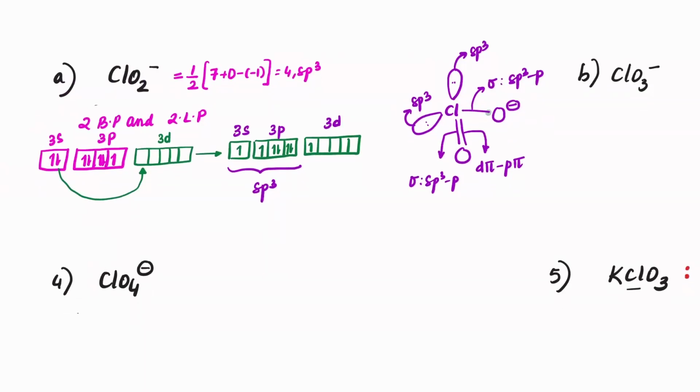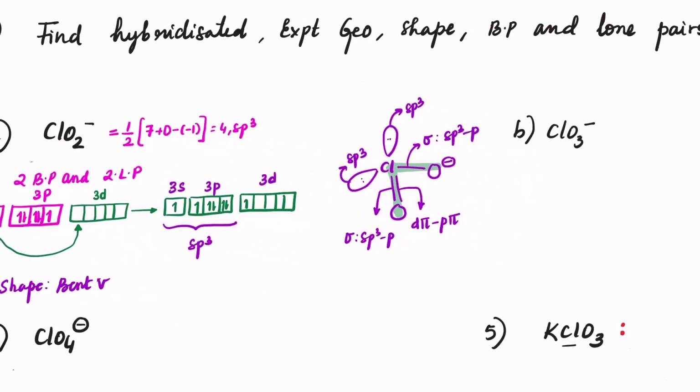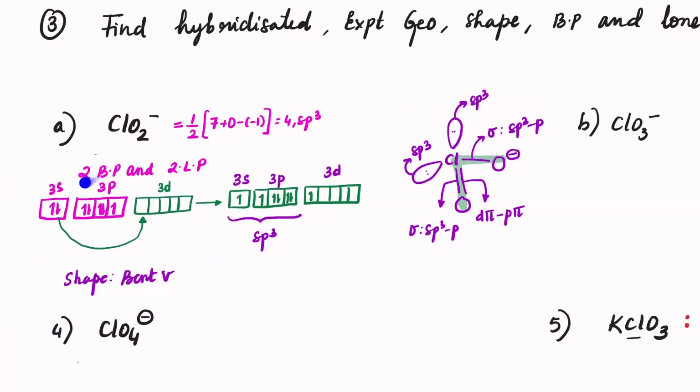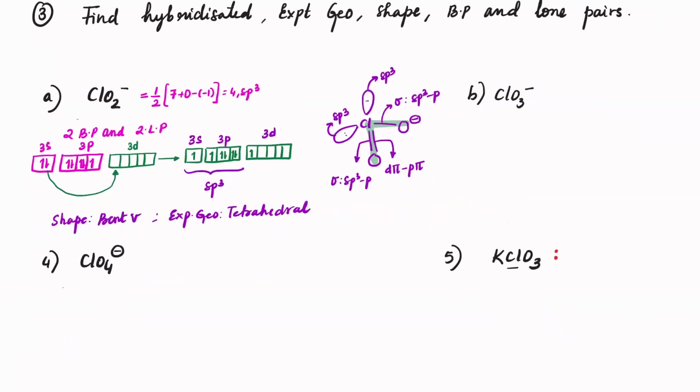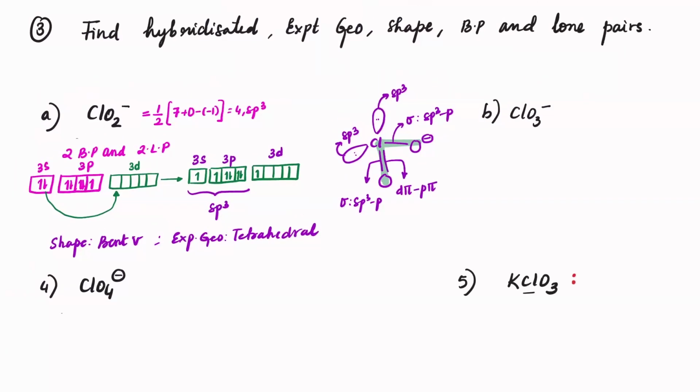And shape is decided only on the basis of bond pairs. How does it look like now? You can see it is a bent V shape. So the shape is bent V. And what else I asked? Bond pairs and lone pairs, I told you already. There are two bond pairs, two lone pairs. Expected geometry is tetrahedral. But due to lone pairs, the shape converts into bent V. Okay, please check. If you have a doubt, let me know.